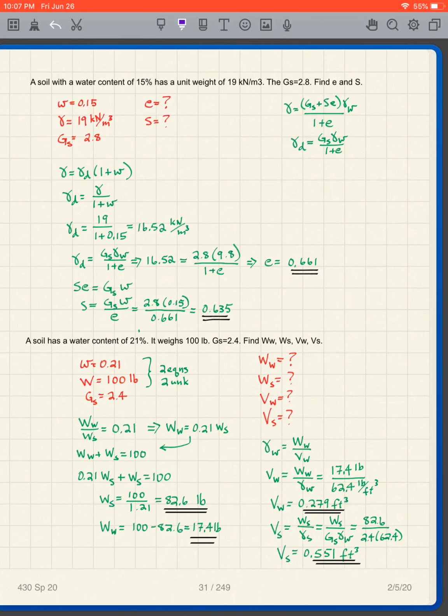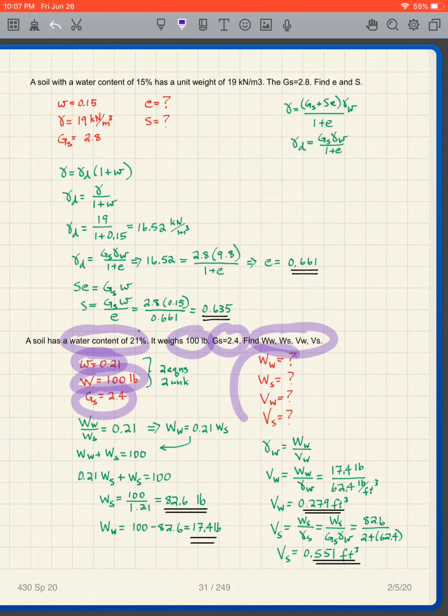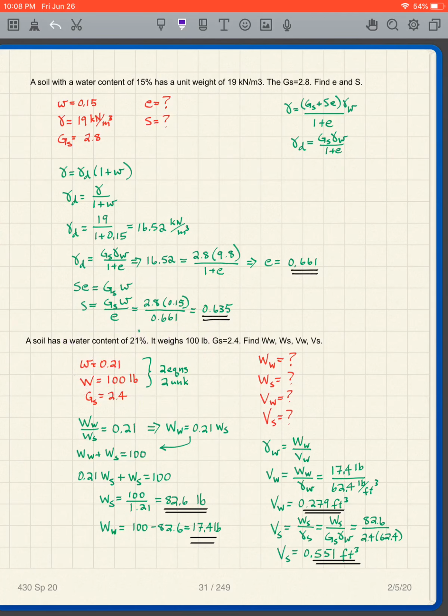Let's look at the bottom one. So it says that the soil has a water content of 21%. Small w is 0.21. It weighs 100 pounds. Big W is 100 pounds. G sub s is 2.4. I write that down. And then I'm trying to find these quantities. Just write that out. So that gets me started on the solution, so I can see what I'm using, the notation.